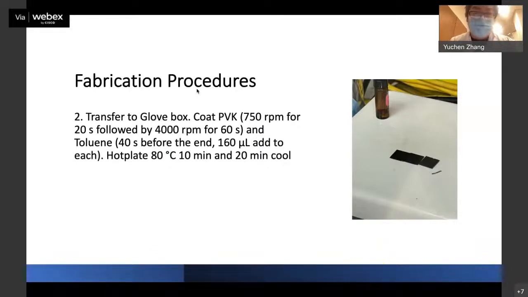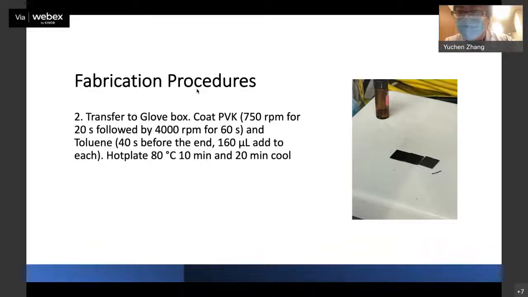So here is the PVK layer, which we do inside the glove box. During that layer, we filter the PVK solution and first coat it onto the sample. During the spinning, we also put toluene on top of the spinning sample to make another layer. After the spin coating, we put the samples on the hot plate at 80 degrees for another 10 minutes. And then we do the cooling again.